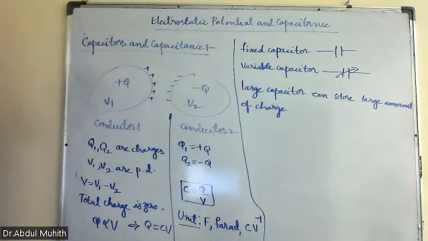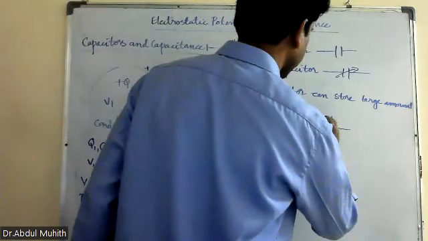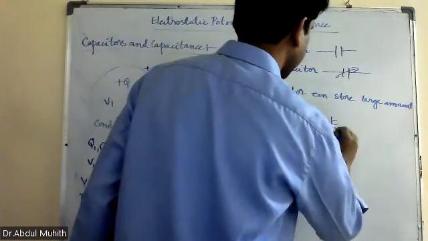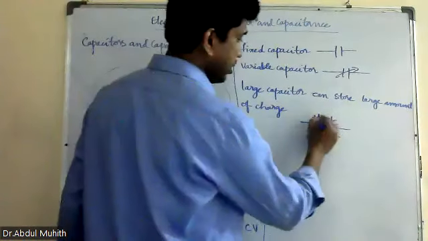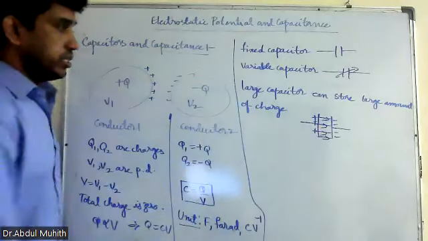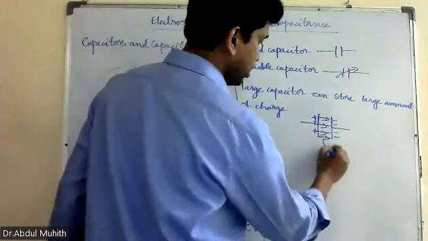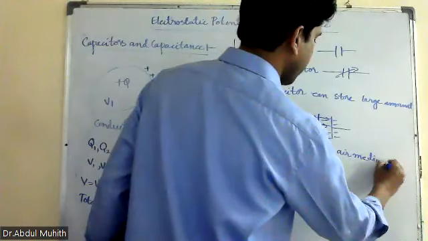So now here, suppose we are taking two plates, these are the two plates of a capacitor. This is the positive plate and this is the negative plate. So what happens? There is an electric field between the positive plate and negative plate. The medium between the two plates may be air. There is an air medium between both the plates.